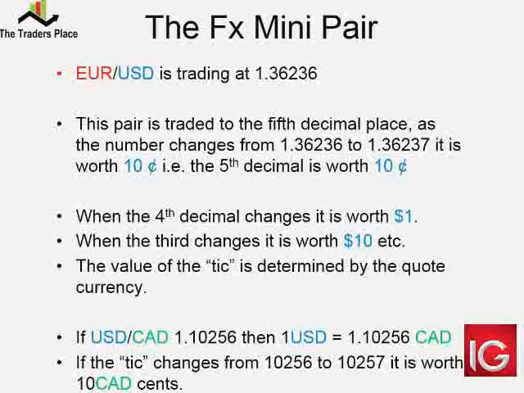The value of the tick, which is the 5th decimal place, is determined by the quote currency. So we've looked at euro dollar. We have a quick look at the US dollar, Canadian dollar. So USD CAD is 1.10256. Then 1 US dollar equals that in Canadian dollars. If the tick changes from 256 to 257, it is worth 10 Canadian cents. So when you look at your pairs, the second currency gives you the value of the tick, or the pips if you're using the 4th decimal place. So please remember that. So if you trade dollar yen, then that last tick is in yen.